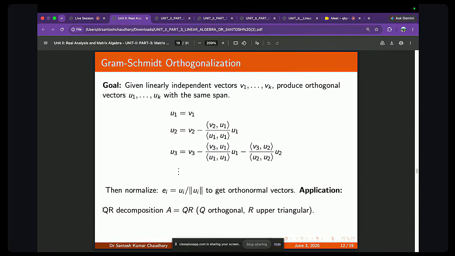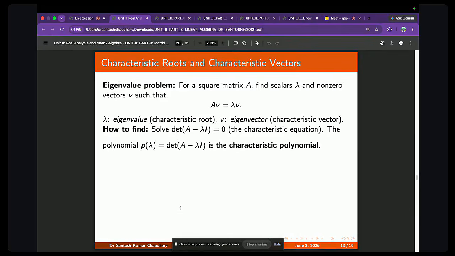Okay. So how is it used? It is used in QR decomposition. There are many decompositions in numerical analysis or advanced linear algebra, so that will be used here.